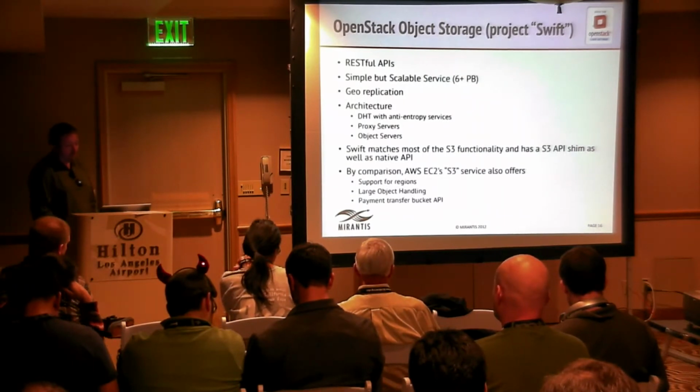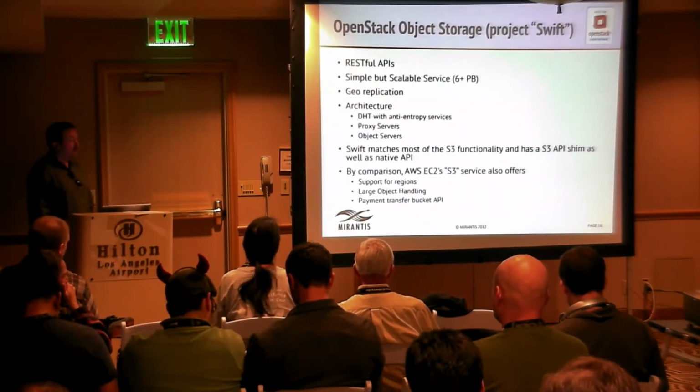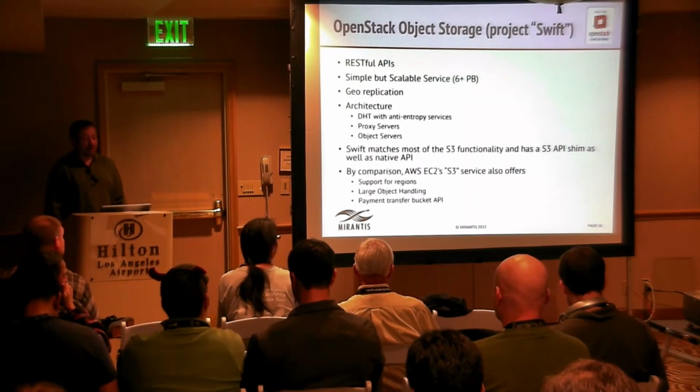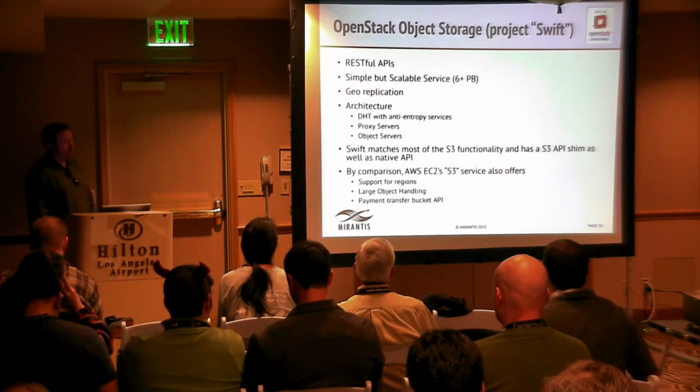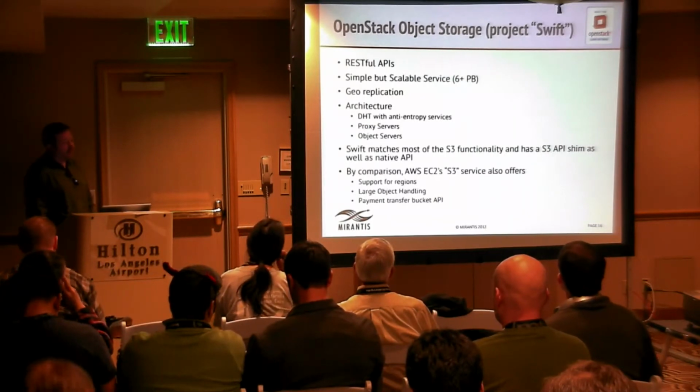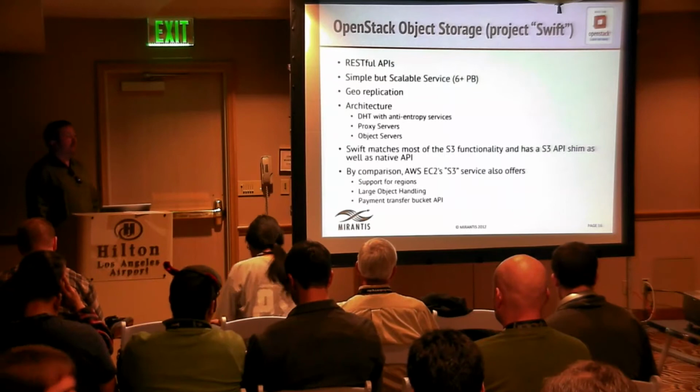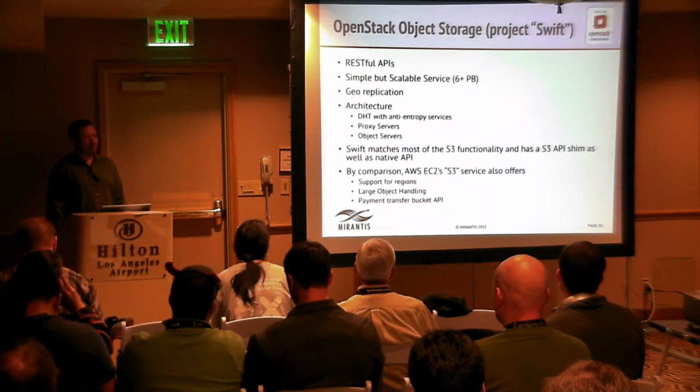So like I mentioned before, Swift matches most of the S3 functionality. It has its own API, although there is also an S3 API shim. So S3 has better support for regions. The large object handling is there in both S3 and Swift. It's just a little bit different.